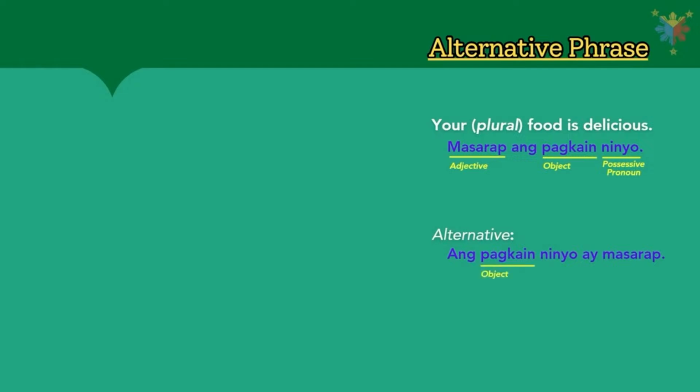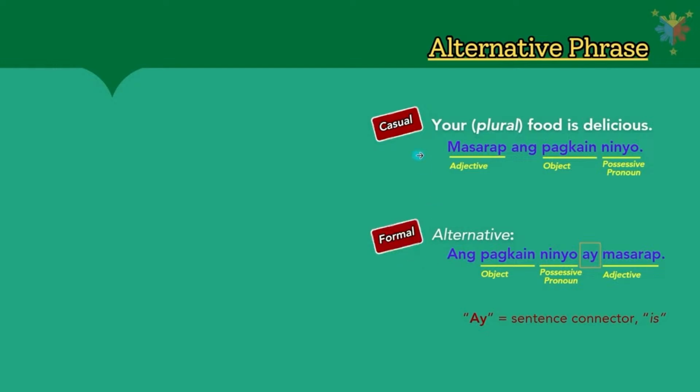Now the object is at the beginning, then it's the possessive pronoun, then it's the adjective. So there is kind of a change in the grammar structure here. And now you are using this word ay, which is a sentence connector, which means is. So ang in this phrase means is, but when you're switching it up, ay is the connector here. Not a lot of people use this second form. It's more formal. It's more casual to just say, masarap ang pagkain ninyo. But this is not wrong. Ang pagkain ninyo ay masarap.